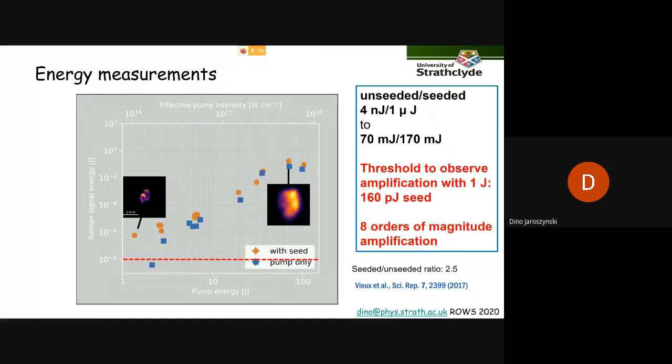And if you only have a pump, you can see that you get a lot of backscattering. About half of the radiation comes from the spontaneous scattering from the plasma fluctuations. But you can still get a significant amount of energy being amplified due to excitation of a coherent wave.